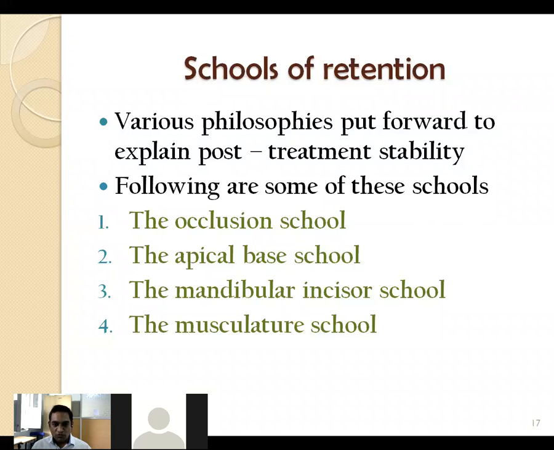Another school of thought is the apical base school, which means the apical base, the bone surrounding the tooth, gives more retention. If you give sufficient time to form the apical base, then it will give more retention. Next is the mandibular incisor school, which says that if proper positioning of the mandibular incisors is done, then it will give fewer chances of relapse. And next is the musculature school. According to this school, the musculature plays an important role in holding the corrected malocclusion.